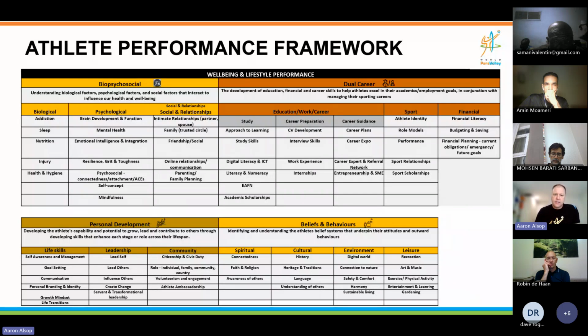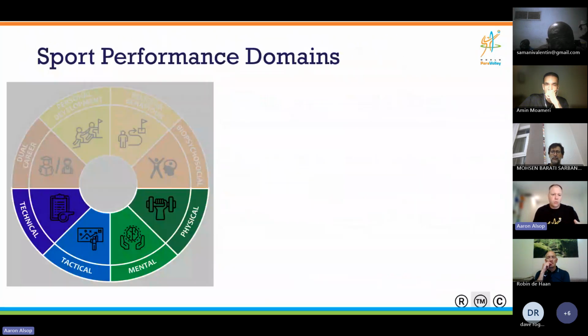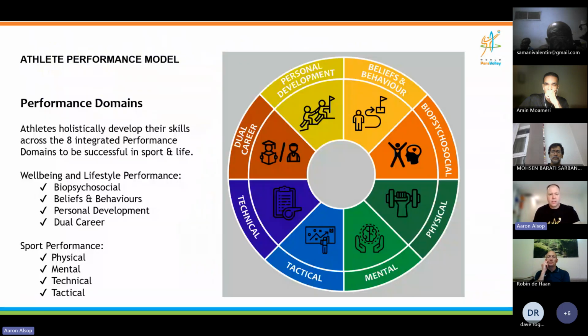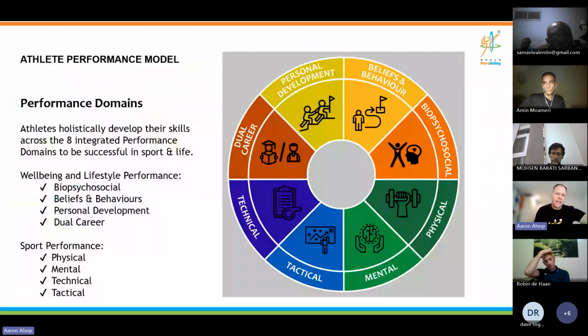So these are the main things that we want to talk about with coaches in looking at how we embrace this more holistic approach. Just remember, we talked about the coach's framework, but the athlete's model itself talking about these 8 performance domains that we want to talk to coaches about, ensuring that they take more of a holistic approach now with their coaching, not just the technical tactical approach.